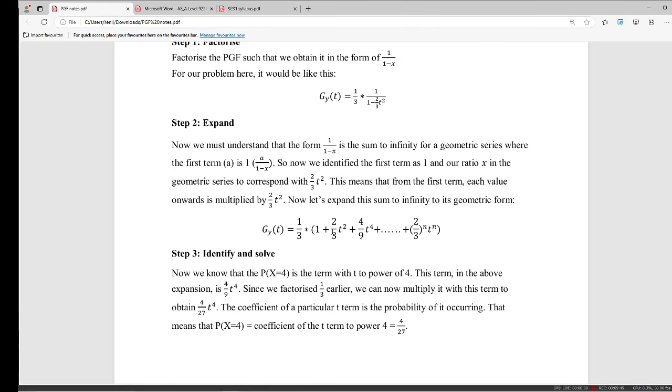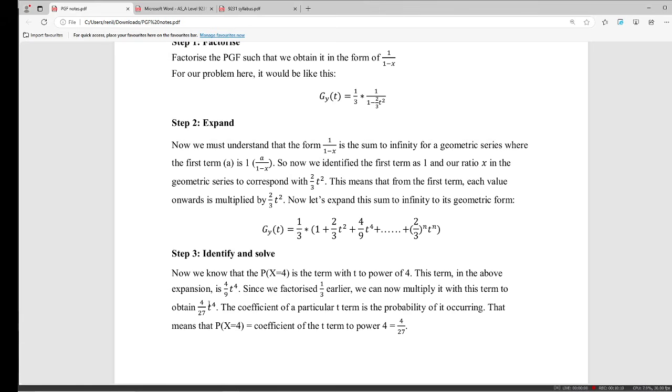So first of all, to find the probability that x equals 4, it means to find the term with t to the power 4, which is this right here. So is that probability the coefficient? Yes, but it is not exactly that straightforward, because 4 by 9 is the coefficient for t to the power 4, but we are forgetting that we factorized the 1 by 3. So 1 by 3 times 4 by 9, which is 4 by 27, is the coefficient of t to the power 4 as shown over here.